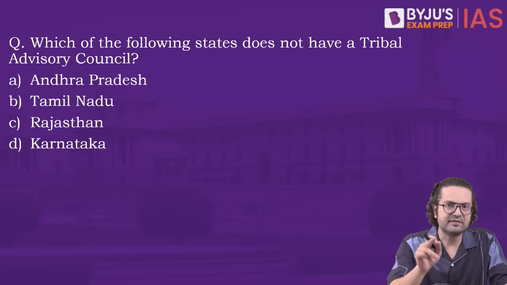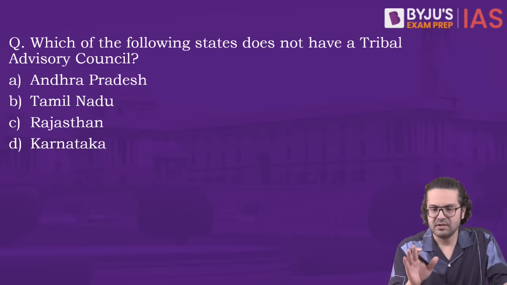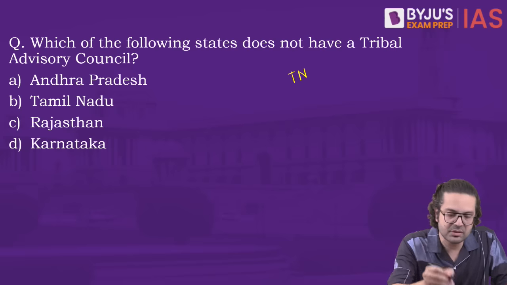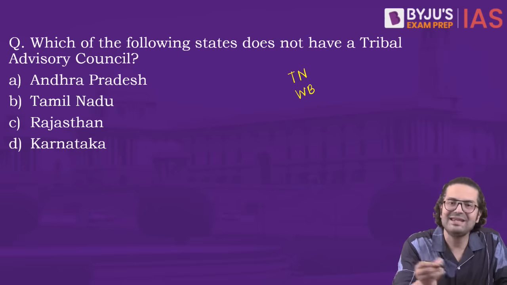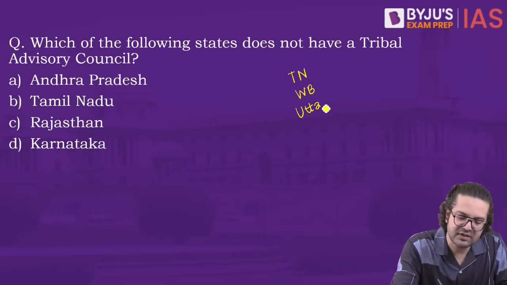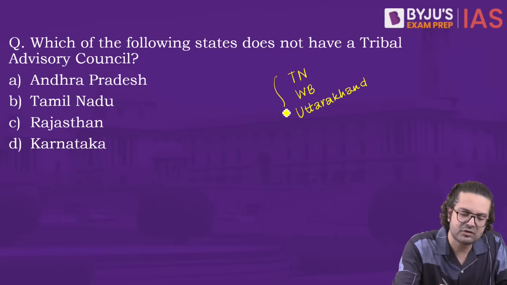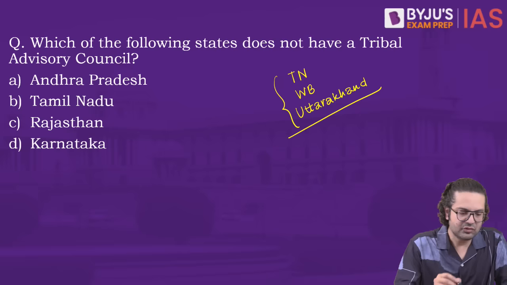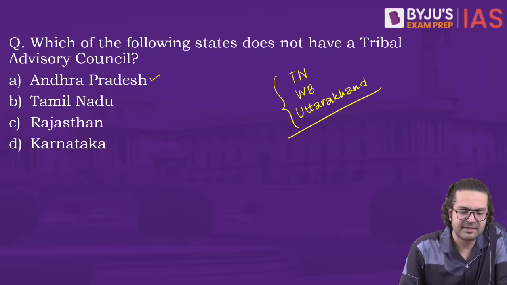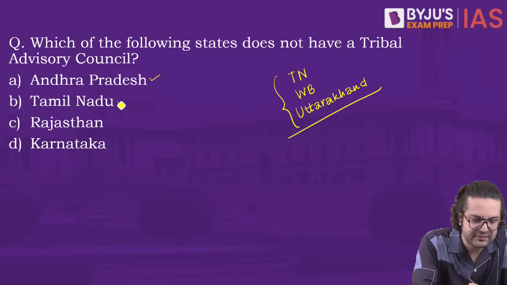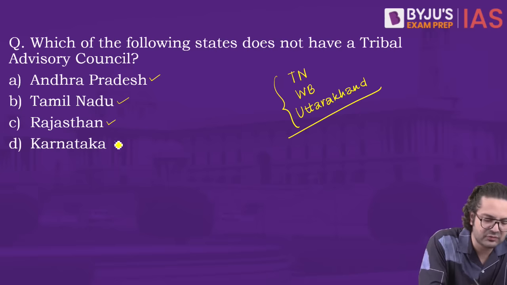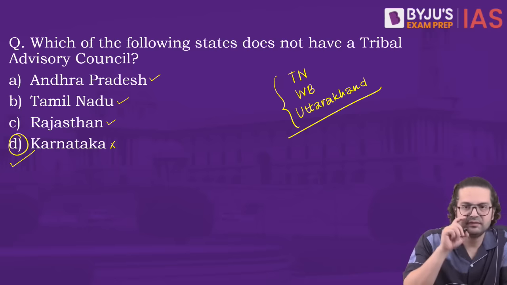But there are certain states which do not have Schedule 5 areas, but still the mandate is that because they have a substantial tribal population, they need to have a TAC. Which are those 3 states? In these 3 states which are not under Schedule 5, the state has to form a TAC. So Andhra, yes, has a TAC. Tamil Nadu, through this, has a TAC. Rajasthan, of course, comes under scheduled areas, has a TAC. Karnataka does not have a TAC. D is the right answer.